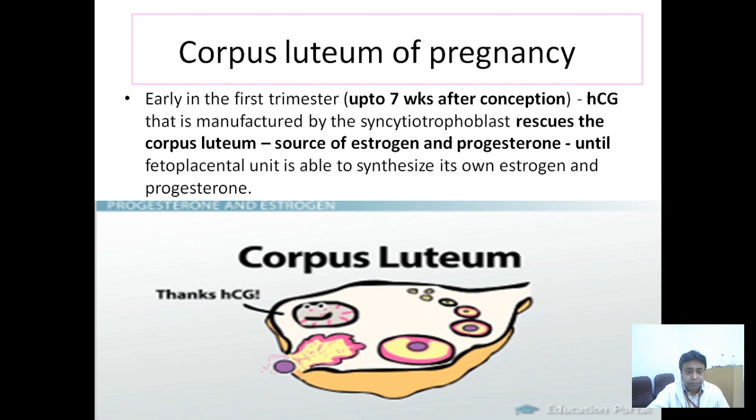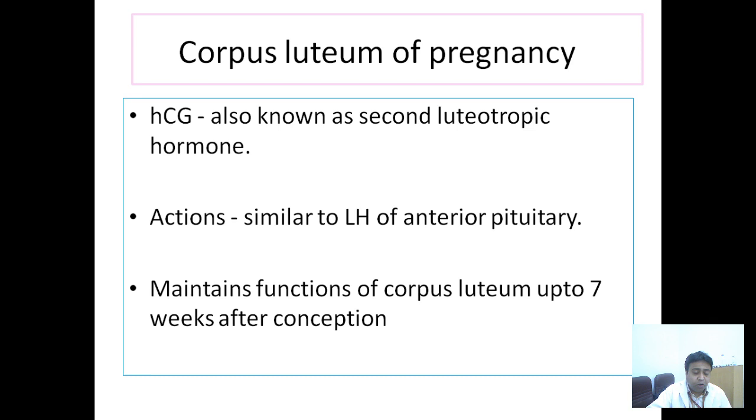Now, HCG is also known as the second heliotropic hormone, and it is also known as the corpus luteum survival factor. Similar to the anterior pituitary hormones, it maintains the functions of the corpus luteum up to 7 weeks after conception. Without the help of HCG, or human chorionic gonadotropin, the corpus luteum is going to die within about 7 to 10 days. In the presence of HCG, it survives and remains for a long time till the placenta has matured. Within that time, the corpus luteum produces all the important luteal steroid hormones like estrogen and progesterone.